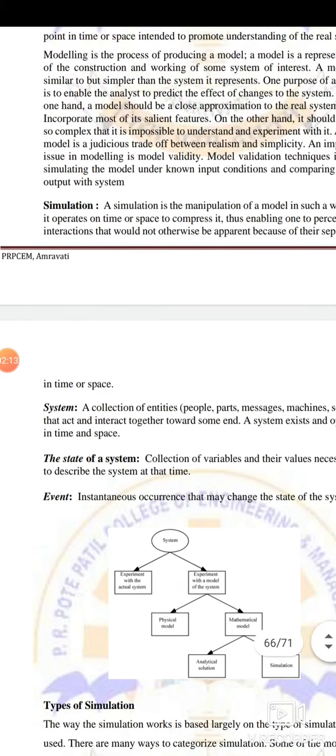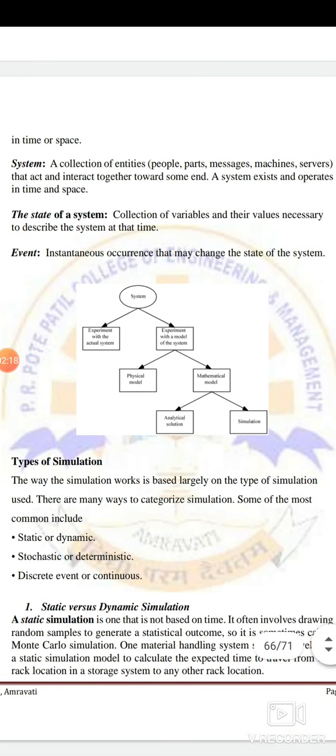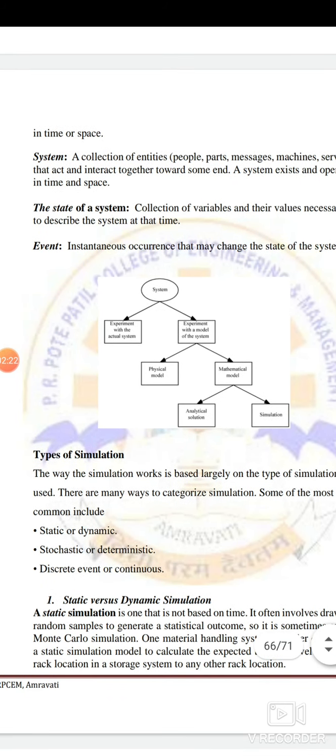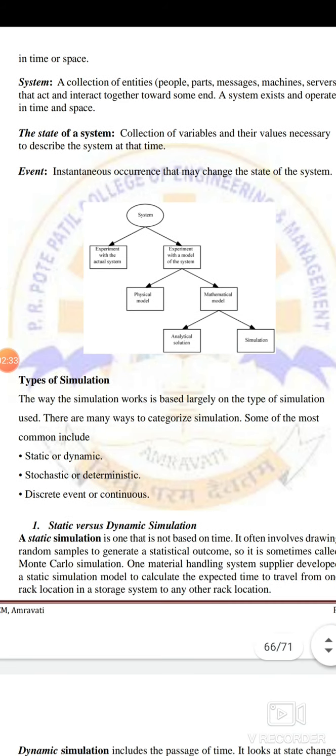That means, what is simulation? Simulation is a process by which we are going to study the model. What is a system? It is a collection of entities. It exists and operates in time and space. And what is state? The value of all the variables of the system at a particular point of time, that is called a state.